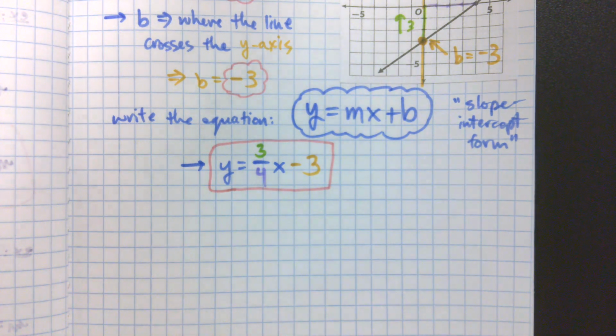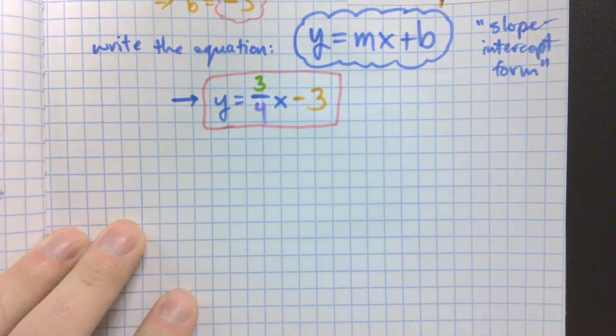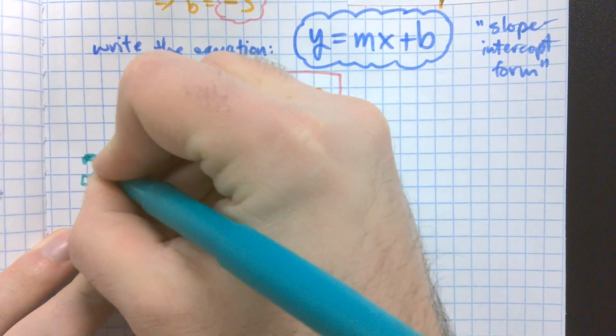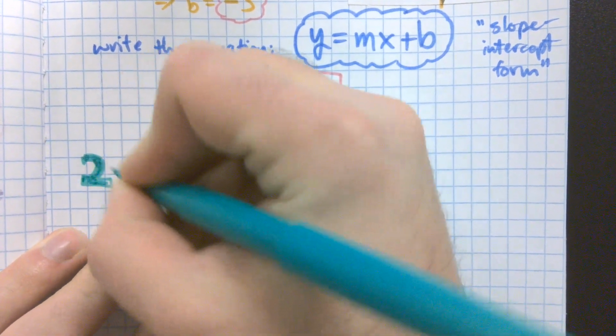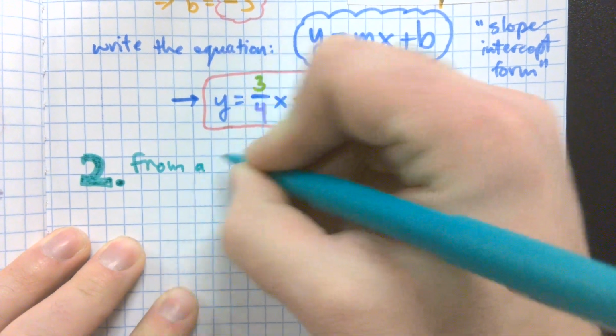Let's go from a table now. That was our second method yesterday. We'll keep it as our second method today. So method number 2. From a table.